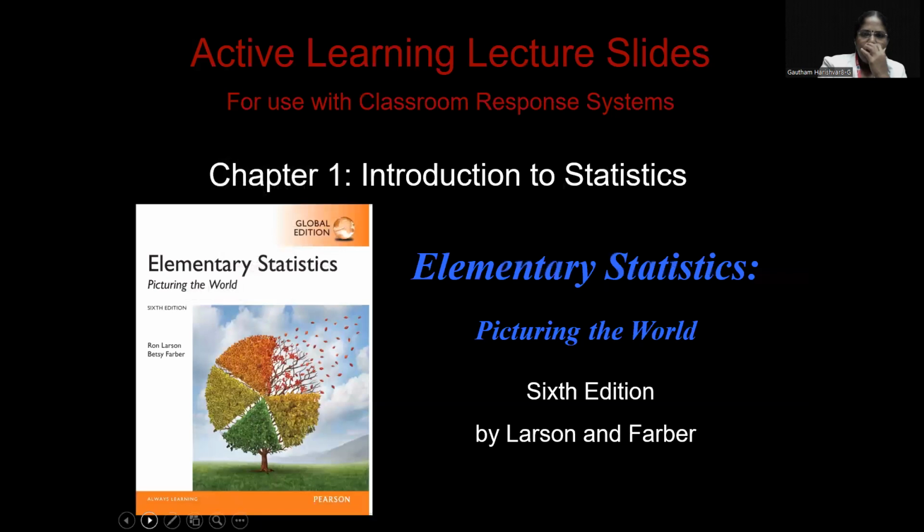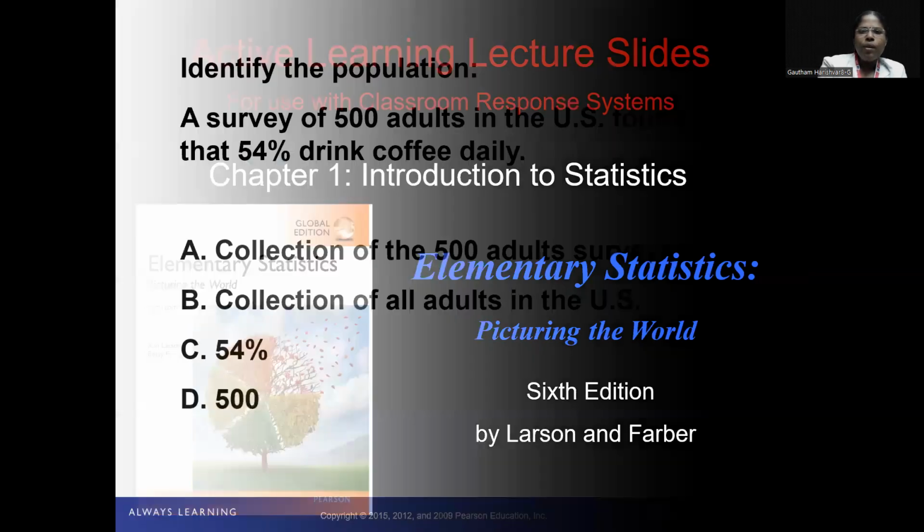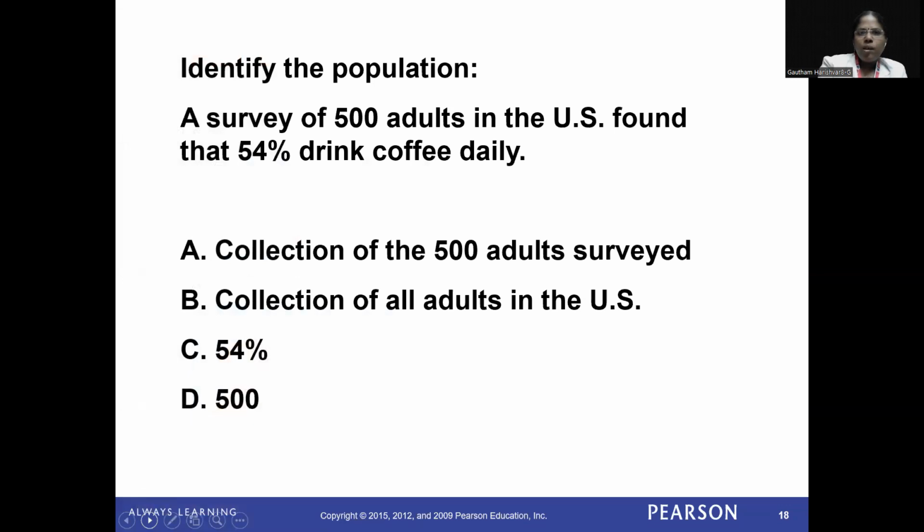Okay, students. So I'm going to give you one activity. If you get a correct answer, that shows that you understand today's concept well. The first question: please identify the population. From this example, a survey of 500 adults in the US. Please note it, a survey is given only for 500 adults in the US. It found that 54% drink coffee daily.